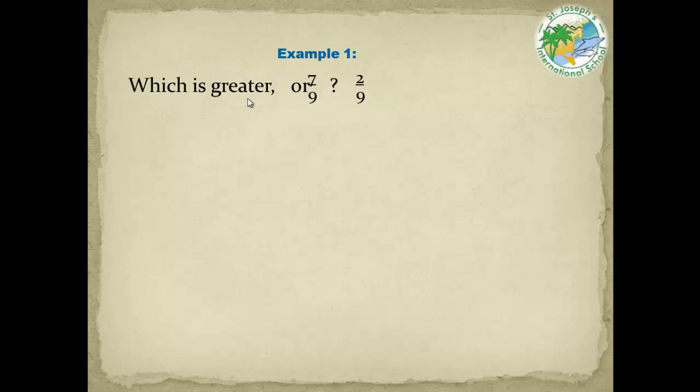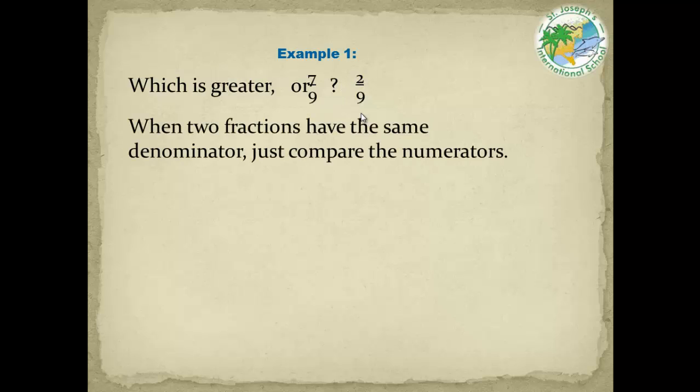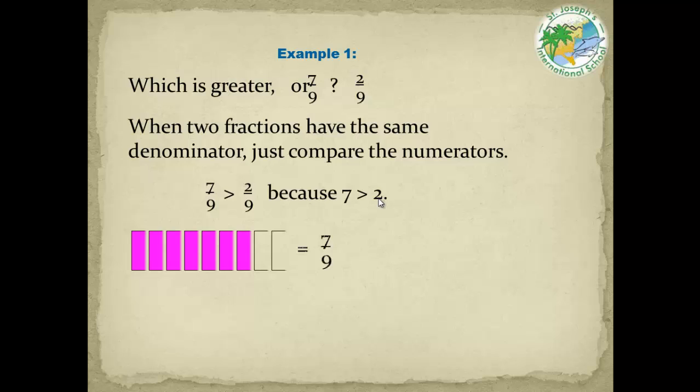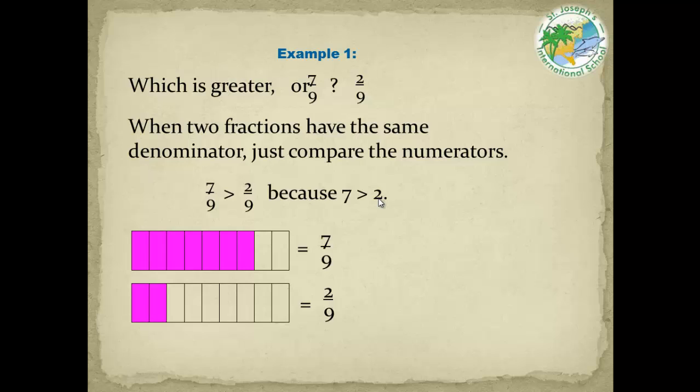Now, which is greater? 7 over 9 or 2 over 9. These are two fractions. We want to compare between them. We studied this lesson in primary 4, primary 5 and primary 6. When two fractions have the same denominator, just compare the numerators. Now, 7 over 9 is greater than 2 over 9. They have equal denominators, because 7 is greater than 2. Then 7 over 9 is greater than 2 over 9.